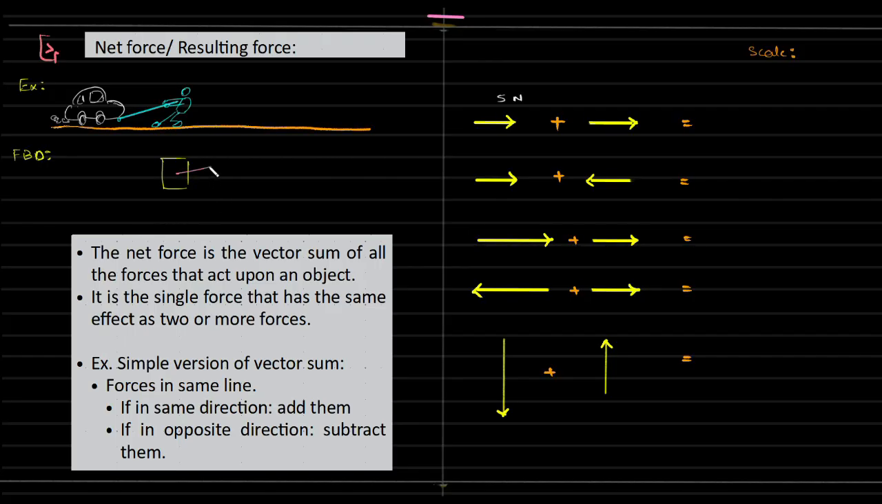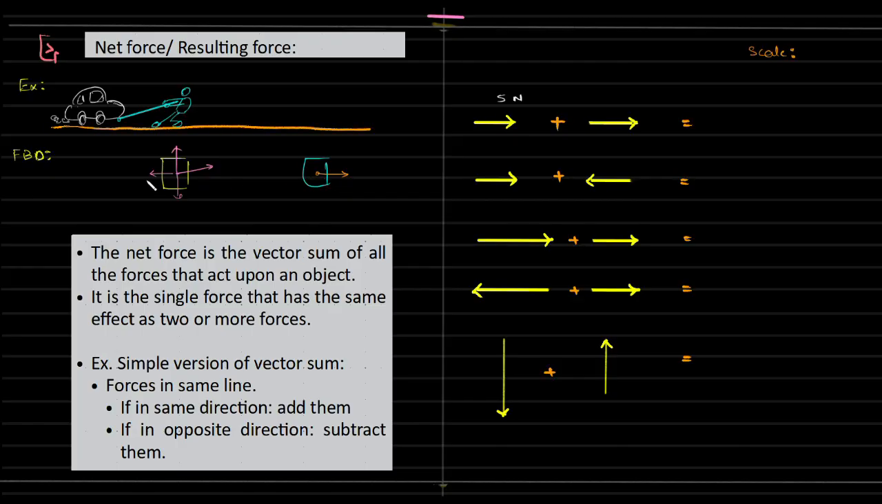One is the person pulling. Second one is the gravity pulling it down. The normal force pushing it up. And the frictional force pulling it to the left. Now, in the end, the car moves only in one direction. That is, say, to the right.